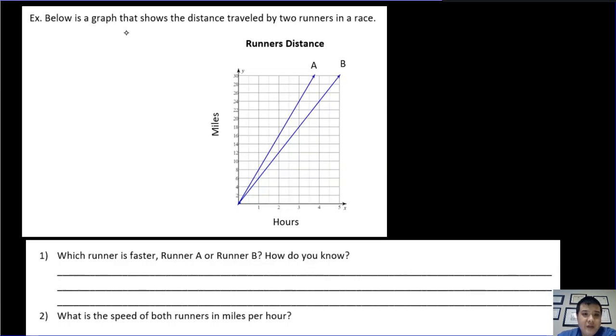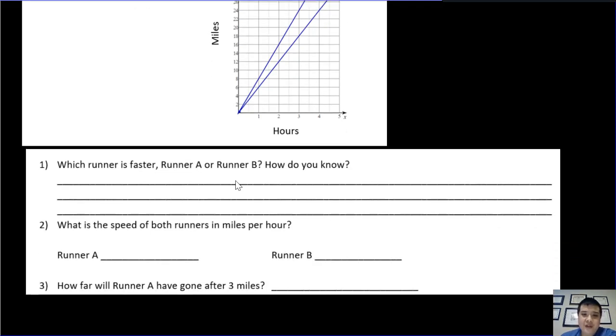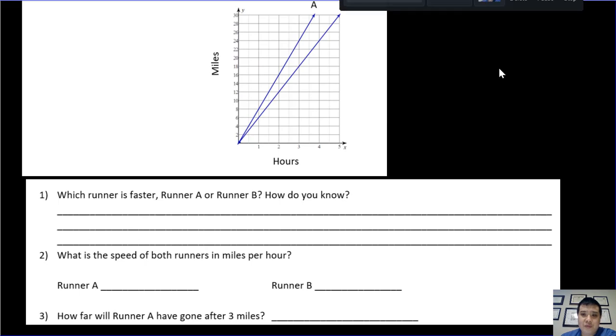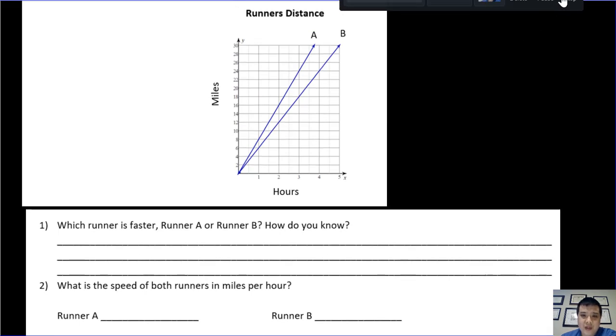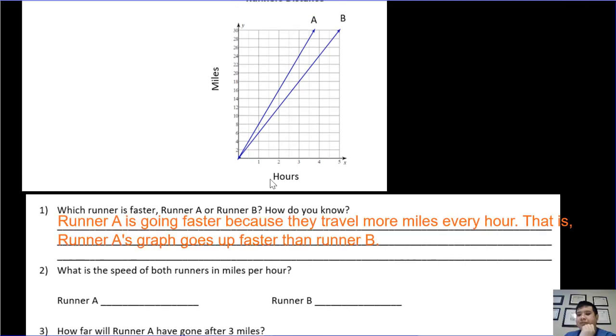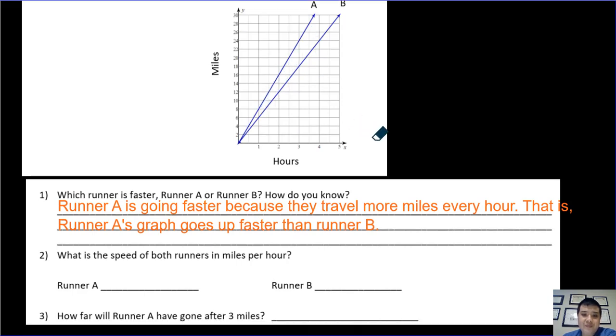Here it says, below is a graph that shows the distance traveled by the 2 runners in a race. Which runner is faster and how do you know? Go ahead and try this one out on your own. What you should have found is that runner A is going faster because they travel more miles every hour. That is, runner A's graph is going up faster than runner B. So we can see that runner A every single hour is covering more distance than runner B.